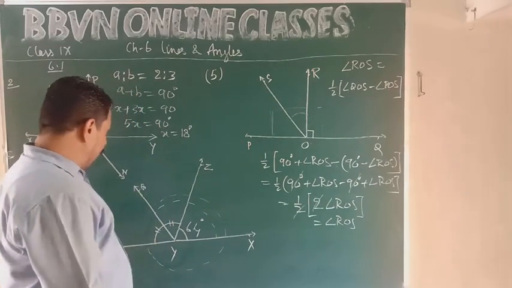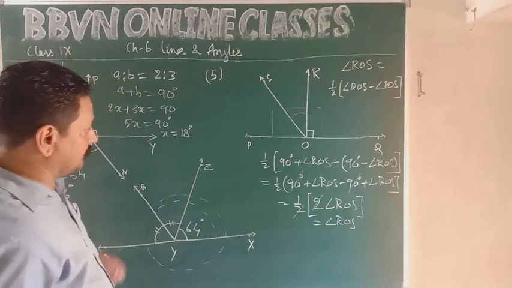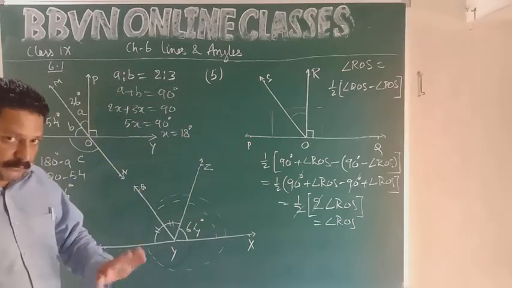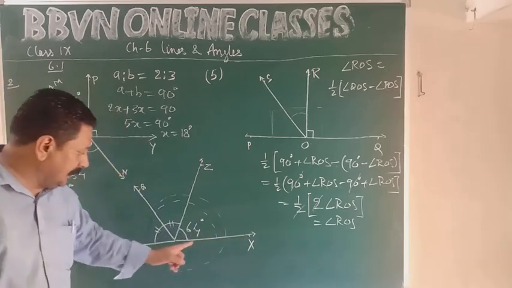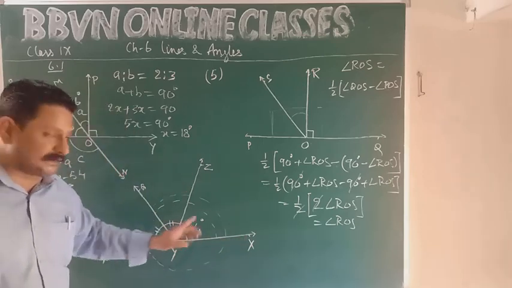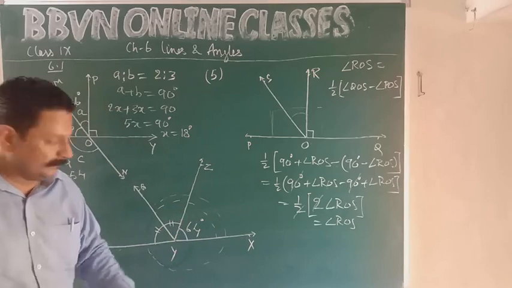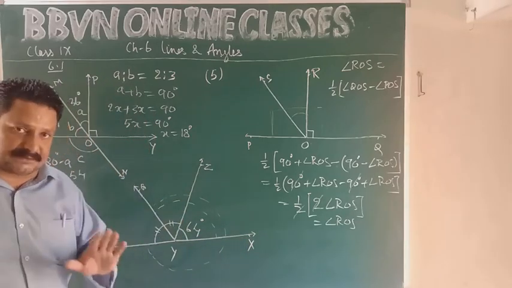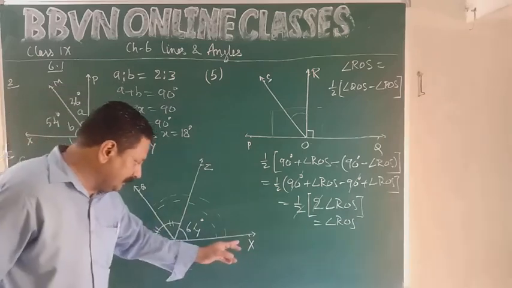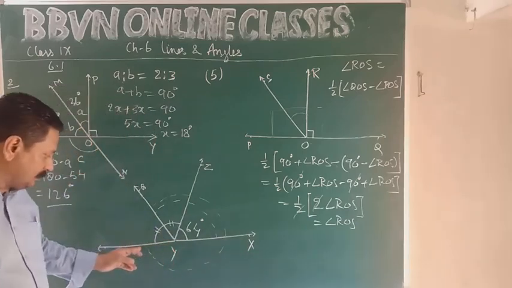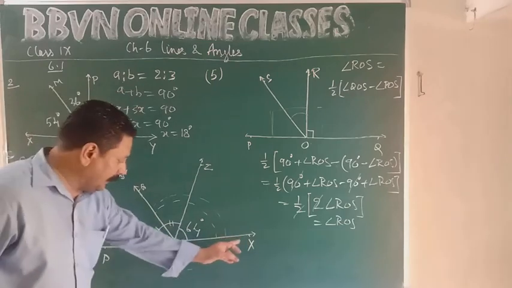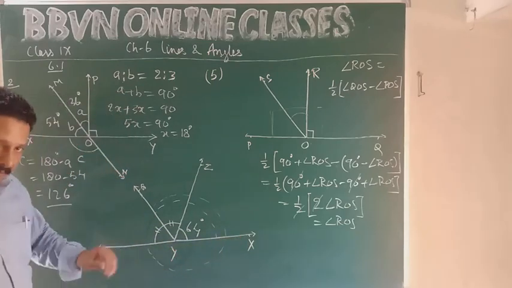Okay, now coming to the last question of the exercise, question number 6. This question says angle XYZ is 64 degrees. Now this XY is produced up to P. We have extended it up to P. So XYP is a straight line.